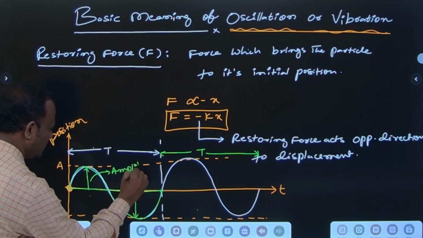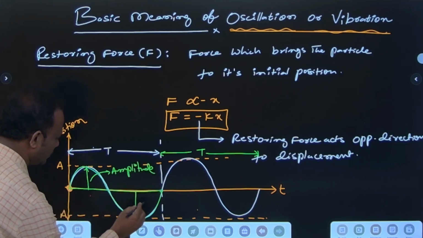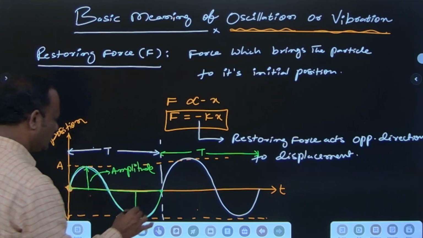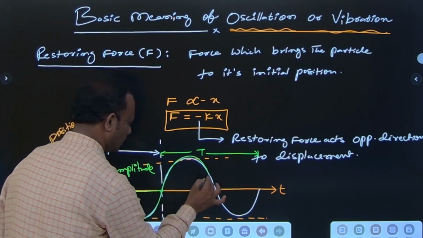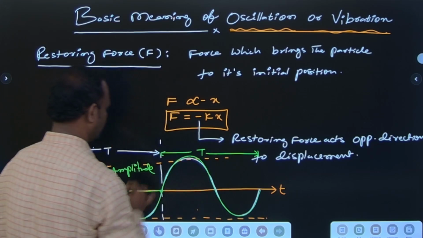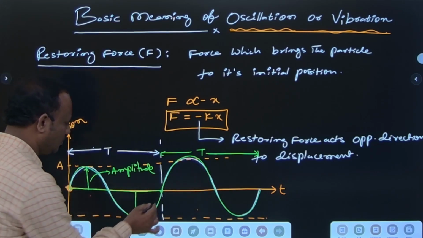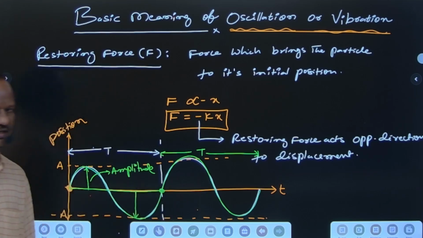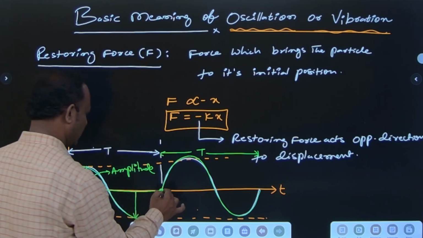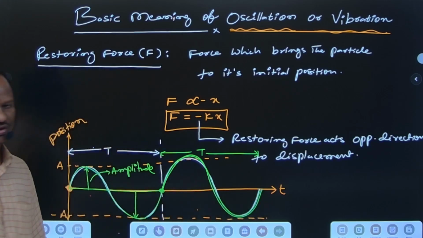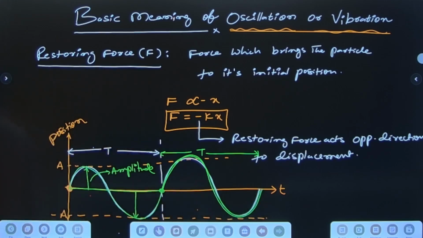This one is also the amplitude, in the opposite direction. This is another wave. The time period to complete one wave is T. Again, one more wave is formed. The number of waves produced per second is the frequency.